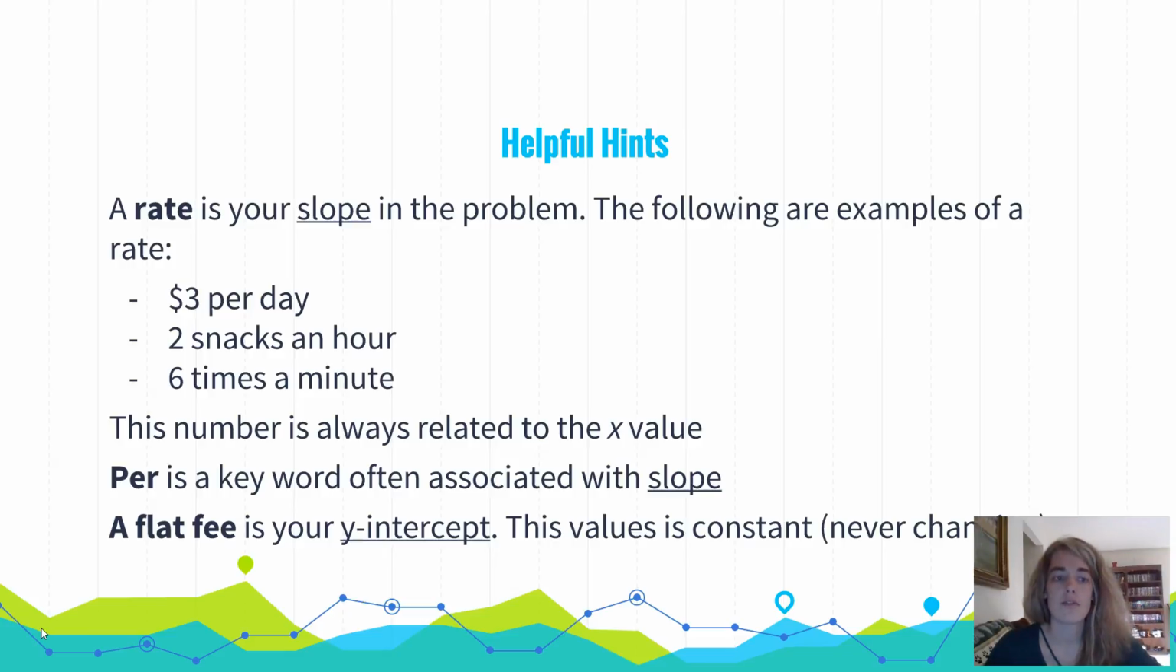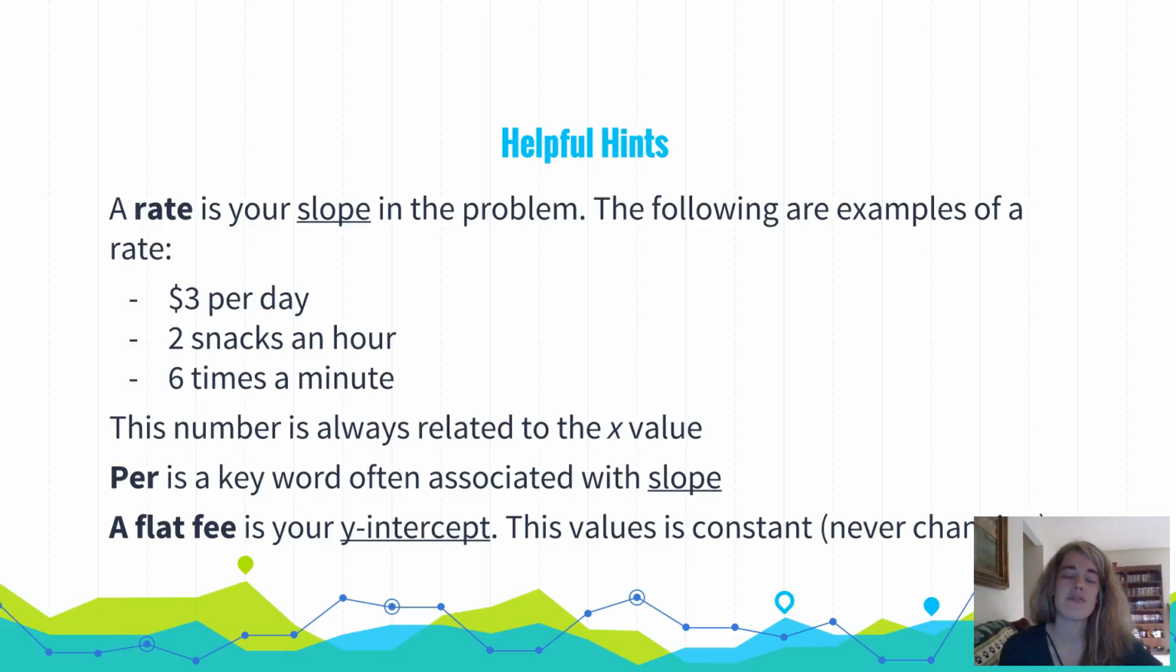So rate, if you ever see a rate, that is always going to be your slope. It is going to be whatever is attached to your x variable. So words like per, okay, per is a key word. I actually had you write that down earlier. Per is your slope value. That is multiplication. So if you ever see $3 per day, 2 snacks an hour, 6 times a minute, so if it gives you some information and then gives you how often does it happen, that is a rate. If you ever see a rate, it is going to be your slope. So per is a keyword to look for.